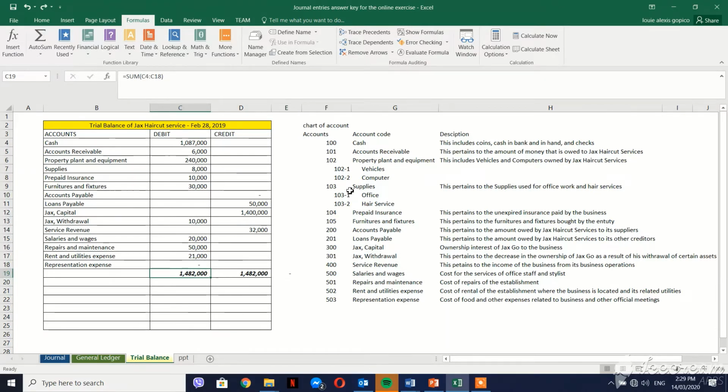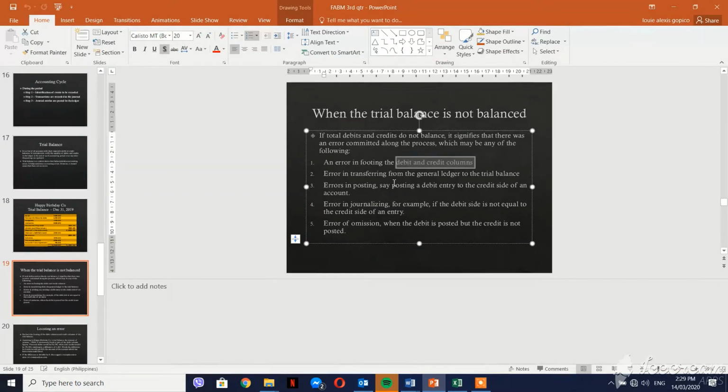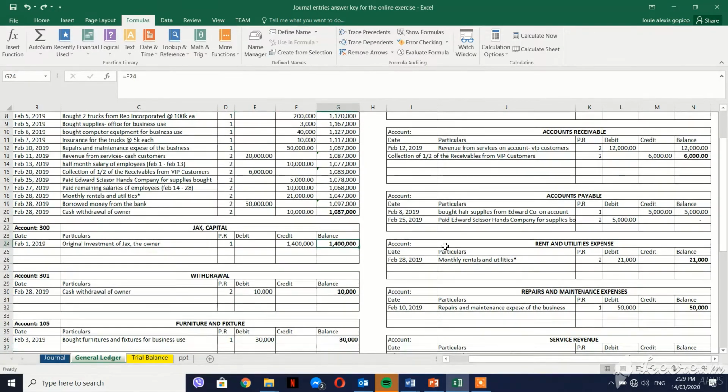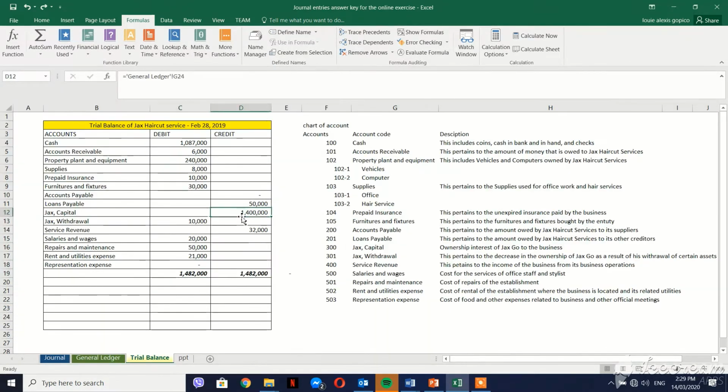And then another example is an error in transferring from the ledger to the trial balance. For example, in our ledger, the amount of Jack's capital is 1.4 million. However, when I transferred it to the trial balance, I put 1,450. So there is an error in the trial balance.